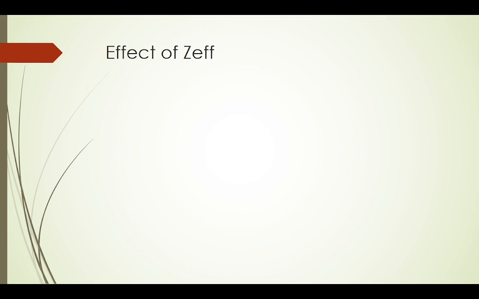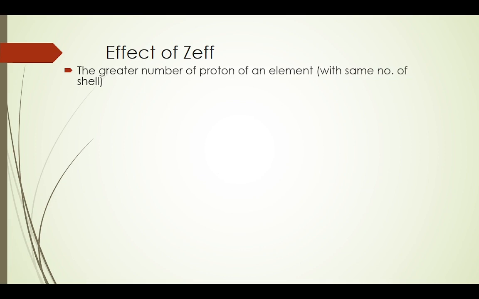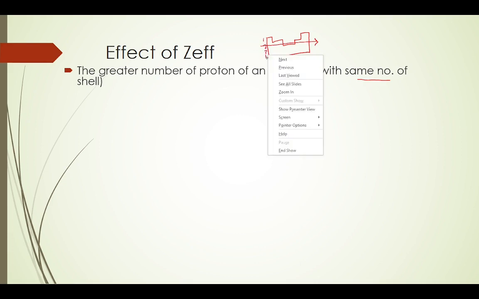So what happened? What is the effect Z can give to the size of the atom? The higher the number of protons with the same number of shells, if we go through the periodic table across a period, the shell is the same, right? The period number refers to the number of shells. If we look at period 2, all of the atoms here have 2 shells, or 2 orbits.